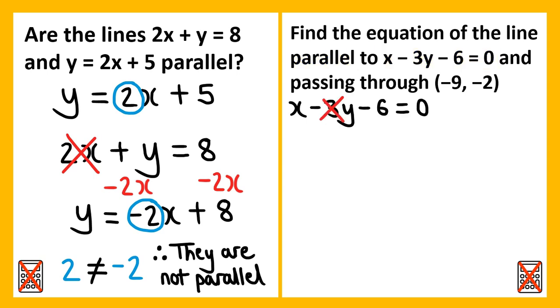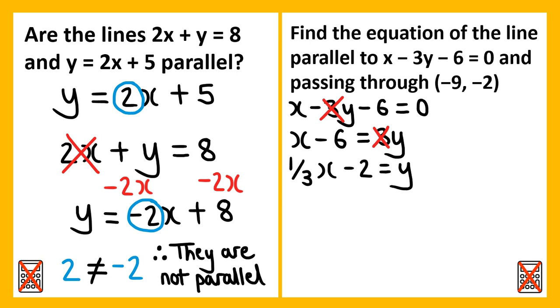I'm going to add 3y to both sides. This will isolate the term that involves y and also make it positive to give me x minus 6 is equal to 3y. And lastly, to get y equals, I can divide both sides by 3. 1/3 of x minus 2 is equal to y. I'm just going to swap these round so it's written as y equals 1/3 of x minus 2.